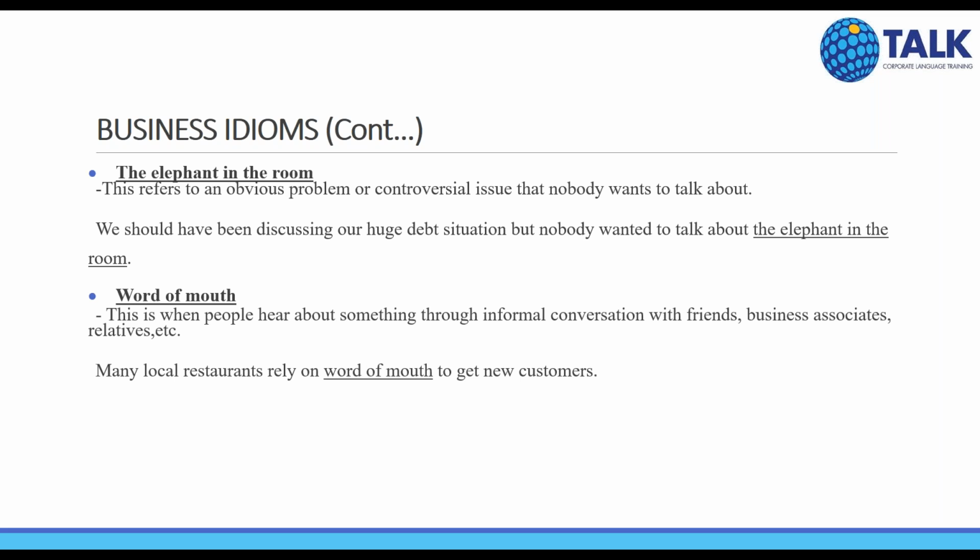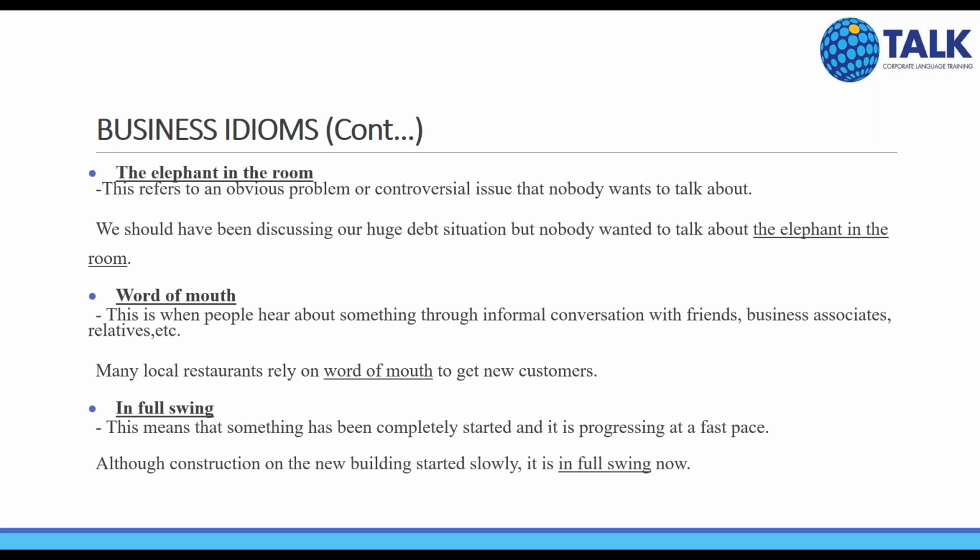The next one, word of mouth. It's when people hear about something through informal conversation with friends, business associates, relatives. Actually, as I thought about this, I would include maybe social media almost could be used as word of mouth. Now, I know there's a lot of advertising on it, but people speaking to other people, their friends, through social media may actually have some recommendation. So many local restaurants rely on word of mouth to get new customers. Those restaurants may or may not be using magazines or newspapers, but they're using their reputation when people talk about it as opposed to some other form of getting the message out.